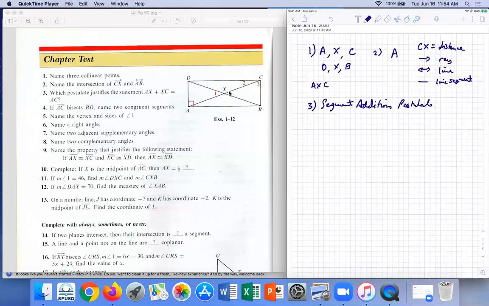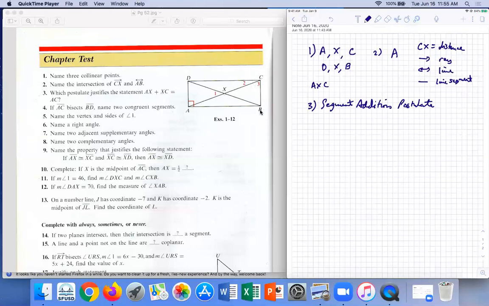Segment addition postulate. A key idea for the segment addition postulate is that the points have to be collinear. This point in the middle, X, has to be on the segment. You wouldn't be able to say segment AX plus segment XB just because X is there. AX plus XB would not equal AB, right? The common term is "between": given a segment and a point between the two endpoints, being between means the points are collinear.